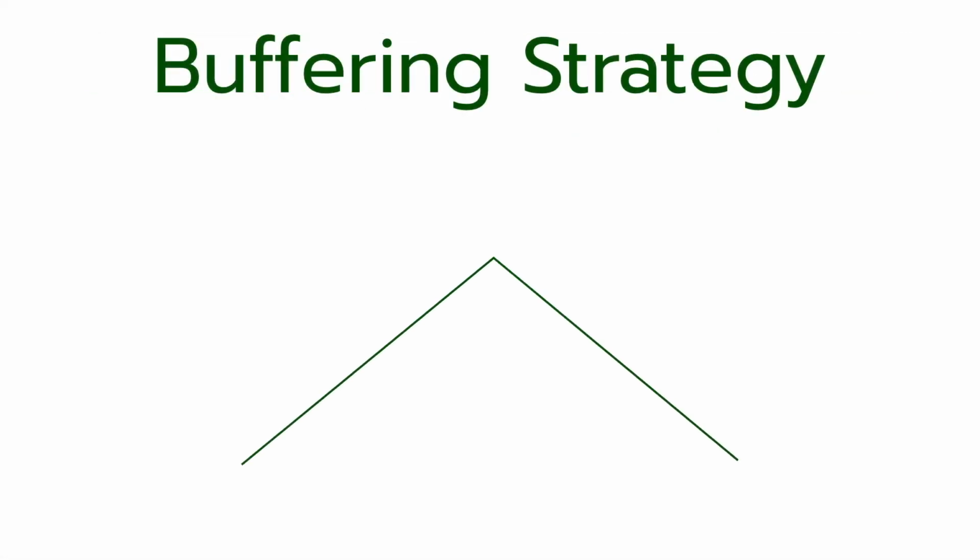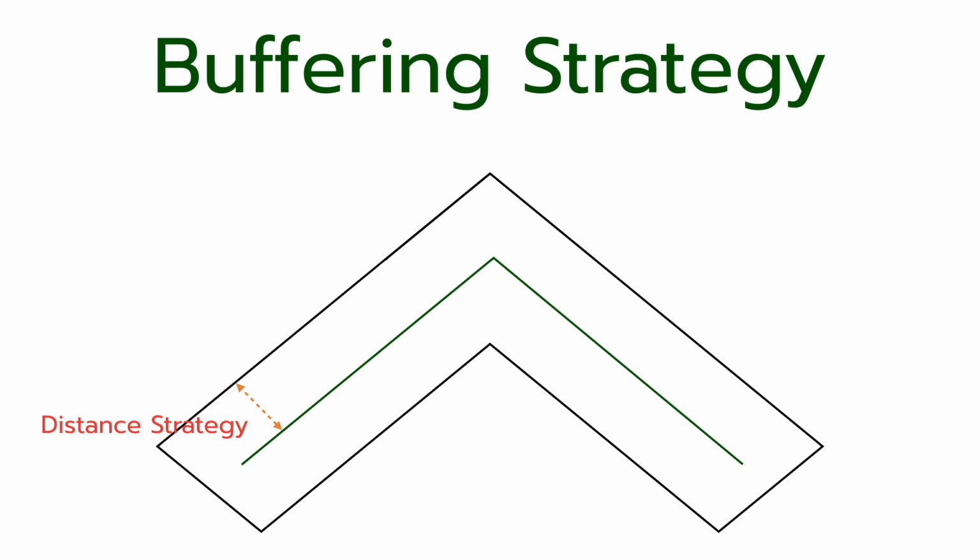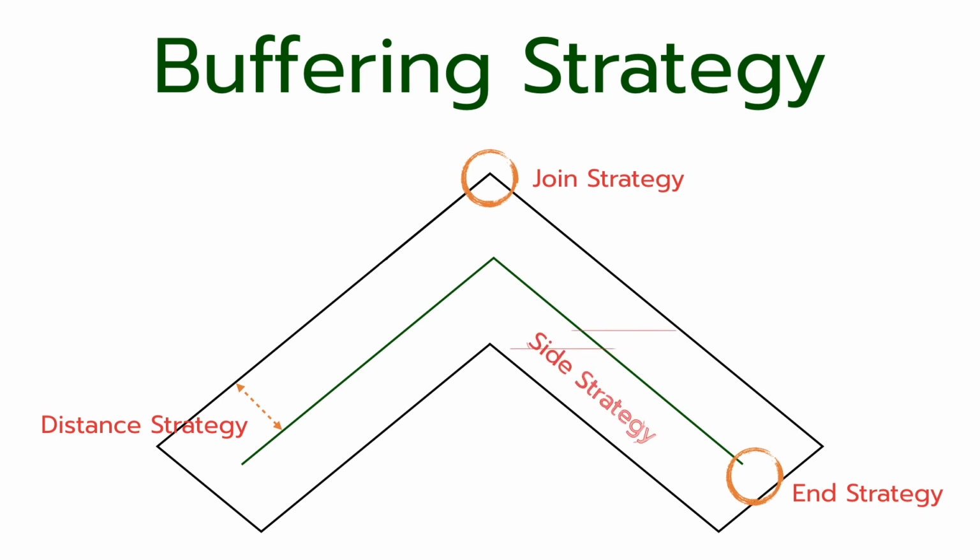Firstly, I would like to talk about buffering strategy. While you are buffering, you can configure some parameters including distance for buffering, joint type such as round, bevel, or symmetry, and cap type such as round, square, also flat. And the last is size strategy. This parameter does not appear in QGIS 3.10.